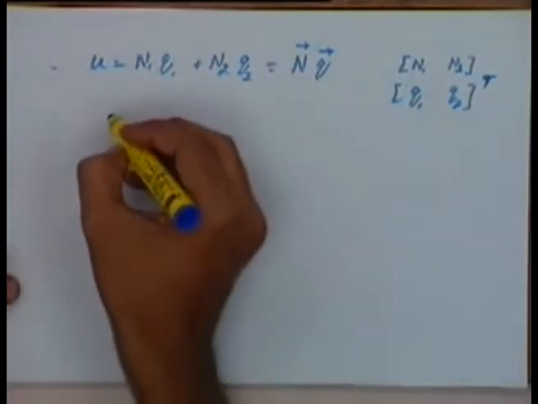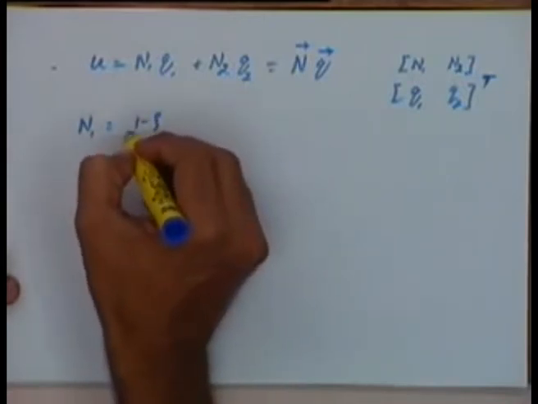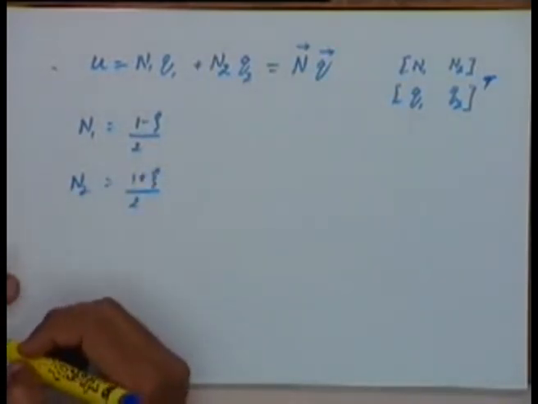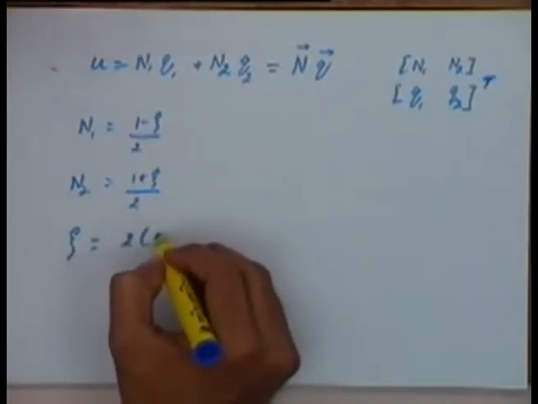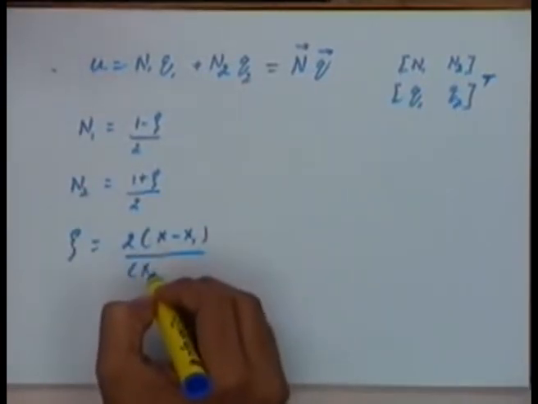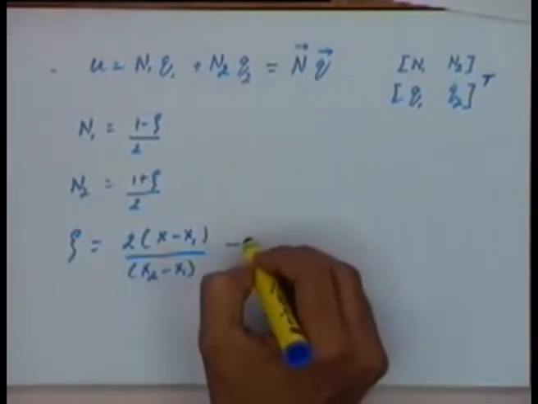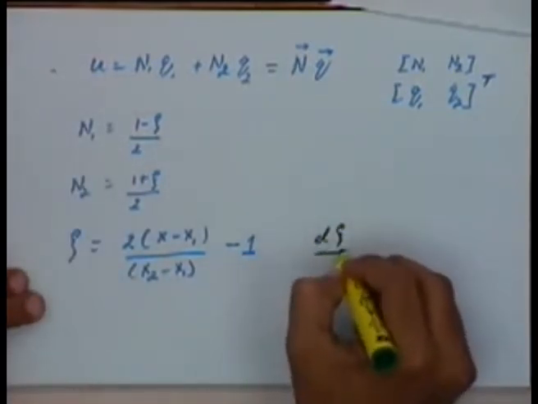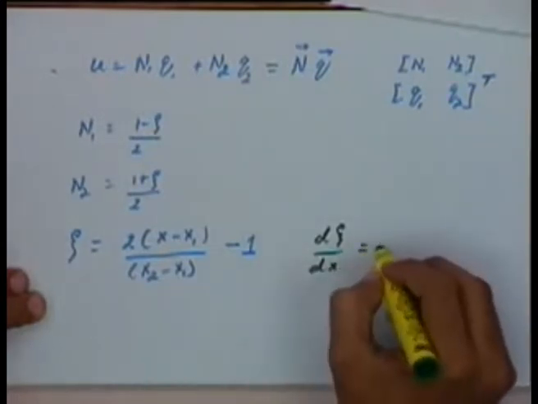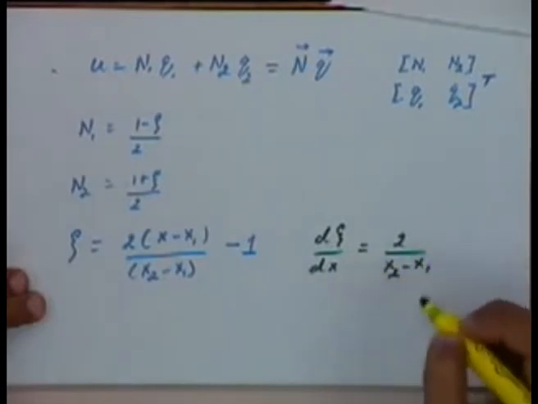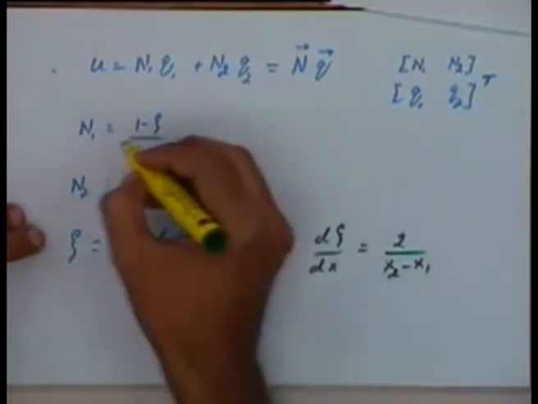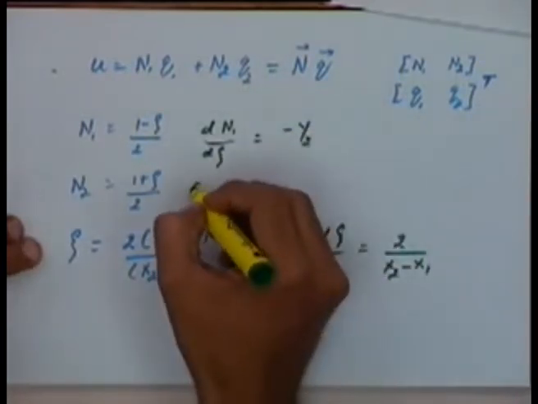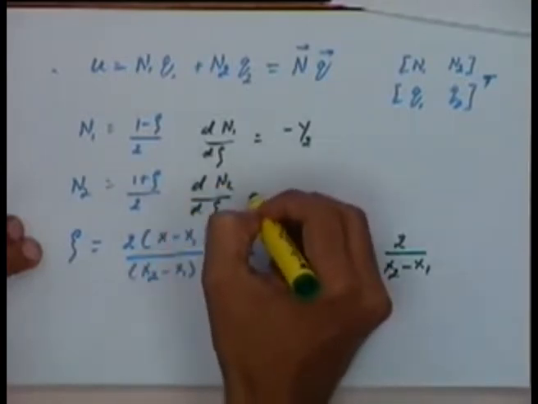I have also mentioned n1 is equal to 1 minus zeta by 2, n2 is equal to 1 plus zeta by 2, and zeta is equal to 2 times x minus x1 divided by x2 minus x1, minus 1. From this, if I write down d zeta by dx, this is equal to 2 divided by x2 minus x1. From this, dn1 by d zeta is equal to minus half, and dn2 by d zeta is equal to plus half.